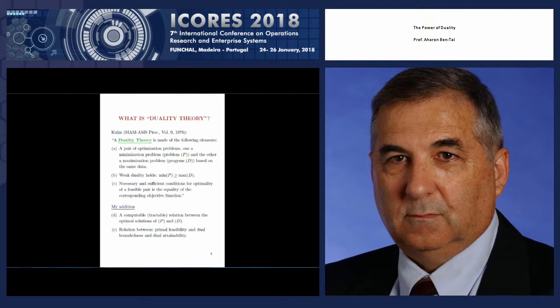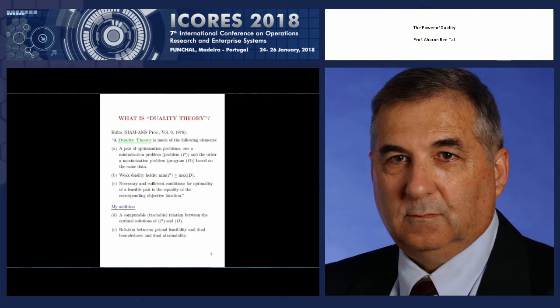Let's first agree on what is duality. I took a citation from Kuhn many years ago. He said, a duality theory is made of the following elements: a pair of optimization problems, one minimization, the other one maximization, based on the same data. That is not to be confused with other dualities, in which each one uses different data.